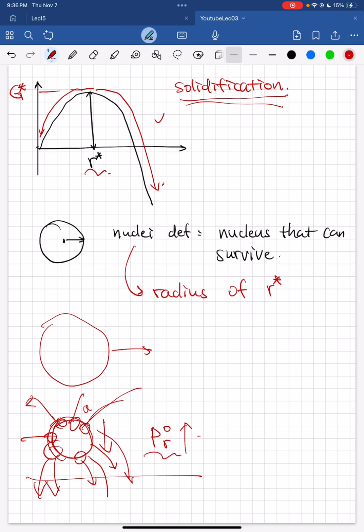So obviously the smaller ones can't grow. Bigger ones will keep growing.